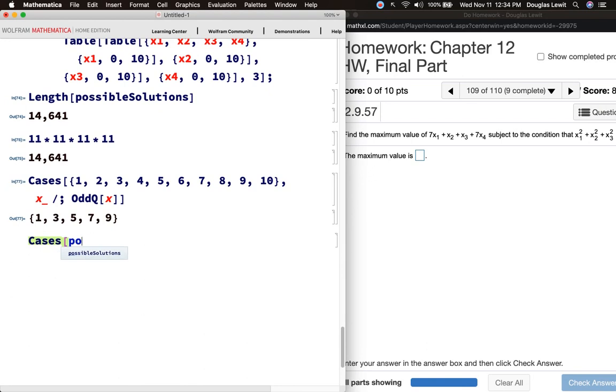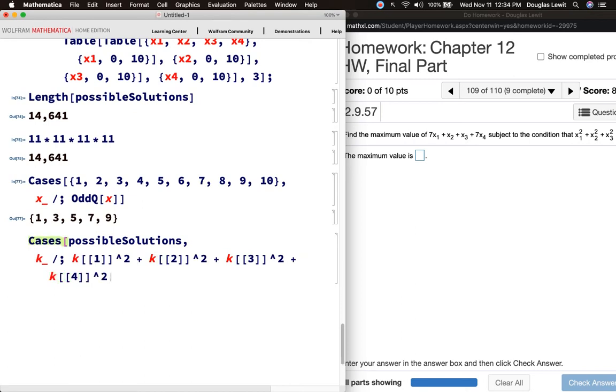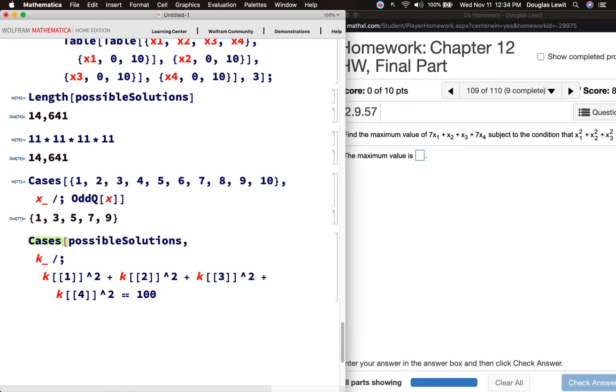Cases, possible solutions. What variable should I use? I like the letter K. I don't care what you use. Make up a letter, okay? K, the first number squared plus the second number squared plus the third number squared plus the fourth number squared is equal to 100.